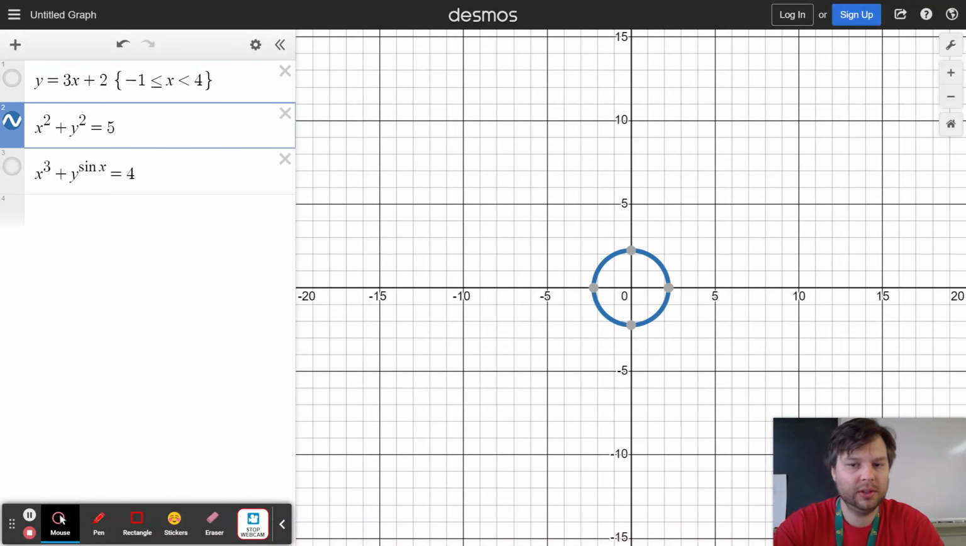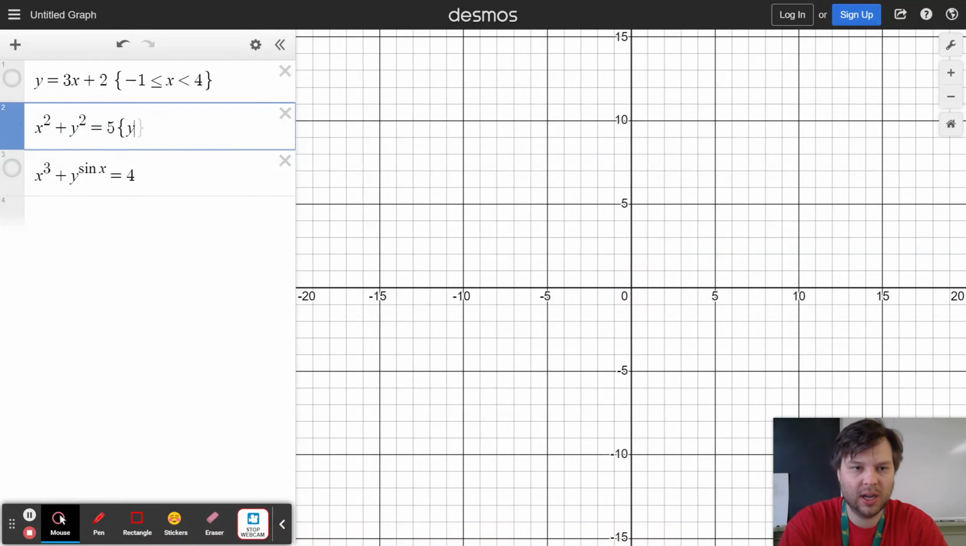Let's say I wanted to restrict the range on the circle. So I hit my squiggle bracket, shift, and then the bracket right next to P. Let's say I only want my y values to be less than 1. Okay, restrict the range there.